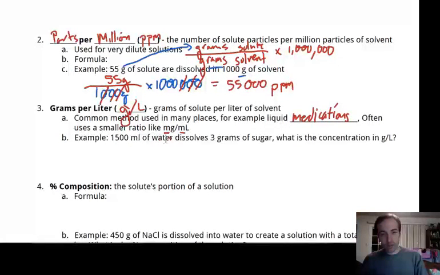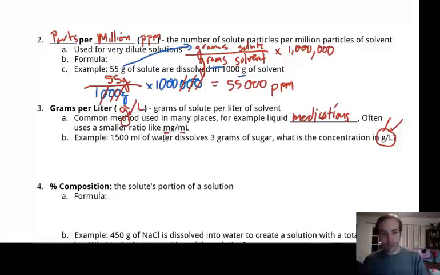1,500 milliliters of water dissolves in 3 grams of sugar. What is the concentration in grams per liter? Now this is a good example for a couple reasons. First reason is our units need to match what we're asking for. So if we're asking for, in this case, grams per liter, then that means when we actually plug in our numbers and divide, we need to have grams and liters.